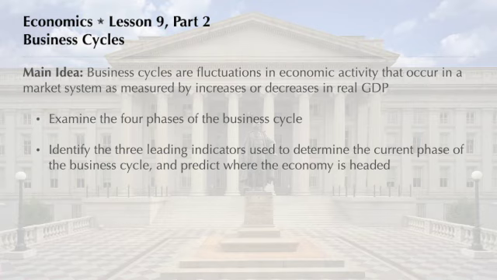The main idea behind this economics lesson is business cycles are fluctuations in economic activity that occur in a market system as measured by increases or decreases in real GDP. With that in mind, by the end of watching this video, you'll be able to examine the 4 phases of the business cycle and identify the 3 leading indicators used to determine the current phase of the business cycle and predict where the economy is headed. Now that the outcomes for this lesson have been shared with you, let's get started.